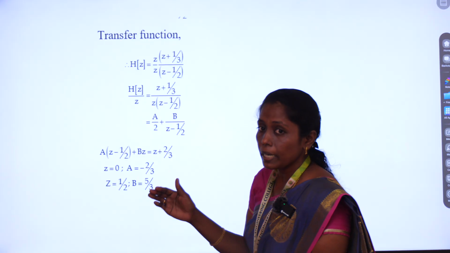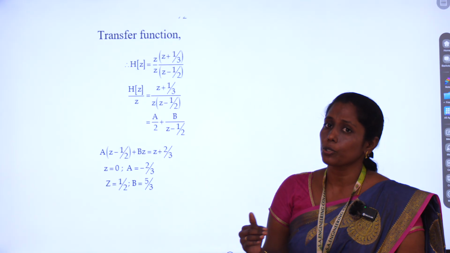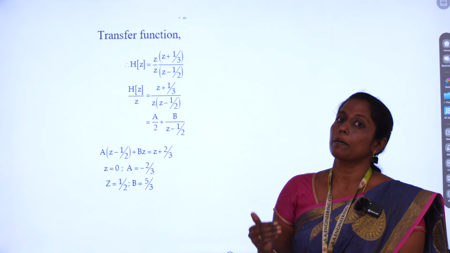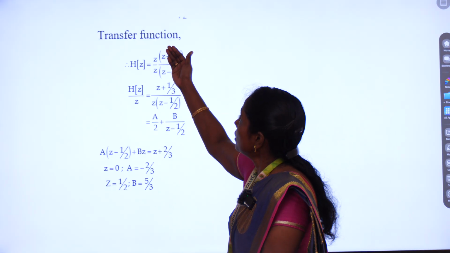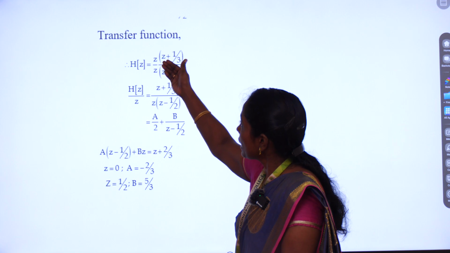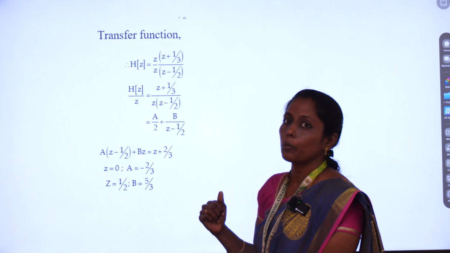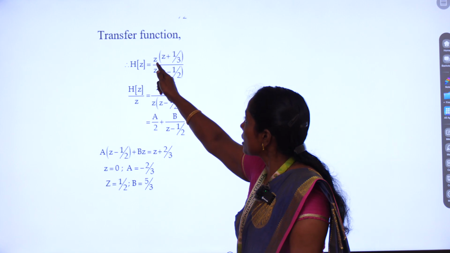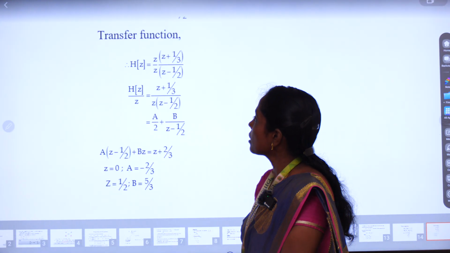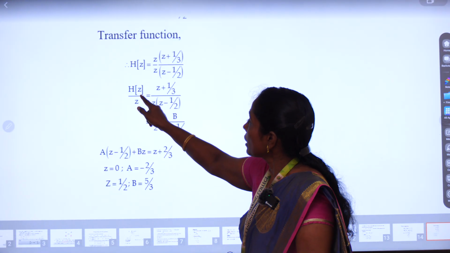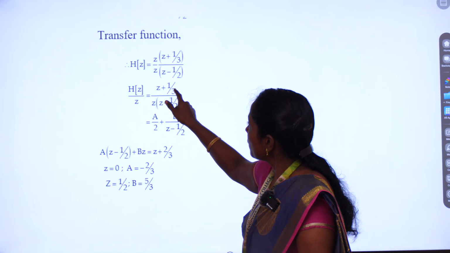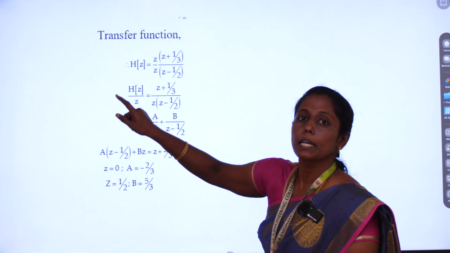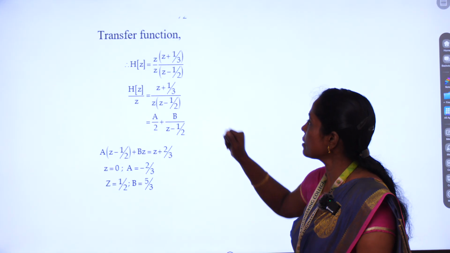So now actually to apply the partial fraction we should have the denominator power greater, right? So now if you bring this z term in the numerator to the other side of the equation, it will be H of z by z, which is equal to z plus 1 by 3 divided by z into z minus 1 by 2.